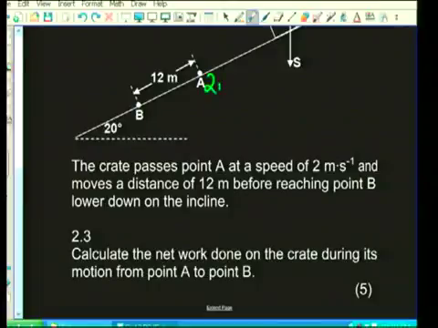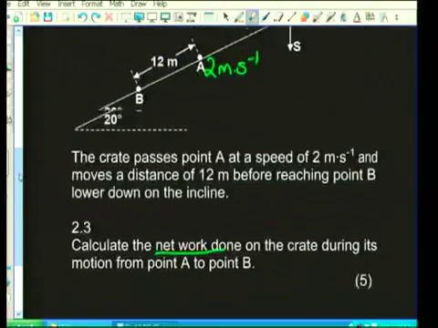2 meters per second. So over here it's going at 2 meters per second, and moves a distance of 12 meters before reaching point B lower down on the incline. Great. Calculate the net work done on the crate during its motion from A to B. Now we're going to go, okay, we can do this.